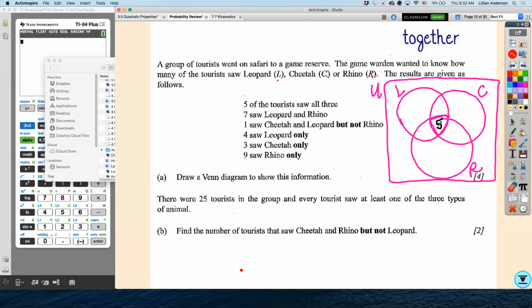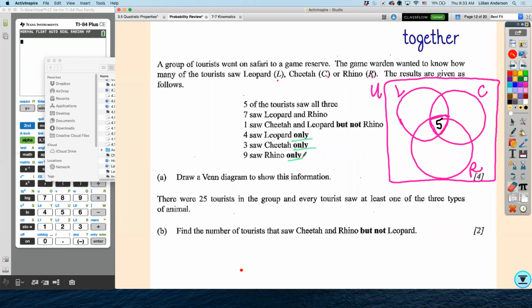7 saw leopard and rhino. 1 saw cheetah and leopard, but not rhino. 4 saw leopard only. If this description doesn't say only, such as here, 7 saw leopard and rhino, that means leopard, rhino, and the intersection adds up to equal 7.